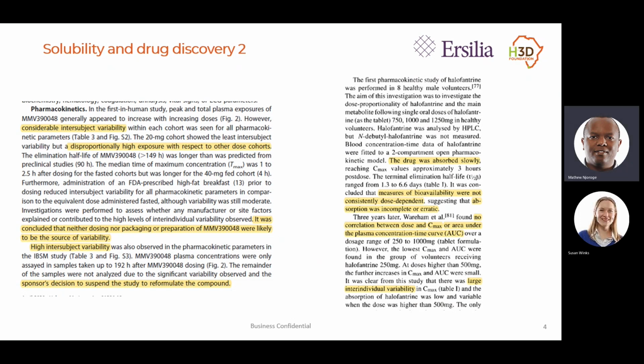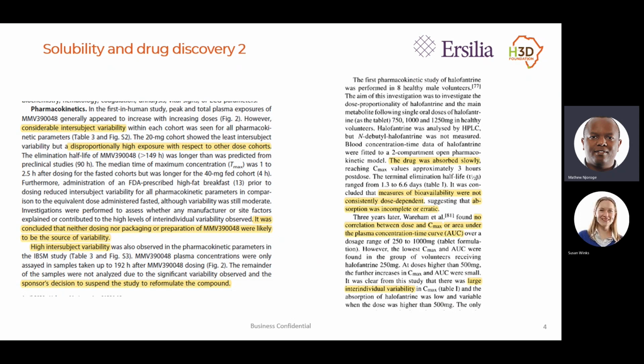And then this is a PK study for another antimalarial compound called halofantrine. And again, you see things about slow absorption. Then, as we say, bioavailability is not dose dependent. Absorption is incomplete or erratic. No relationship between the dose and Cmax.